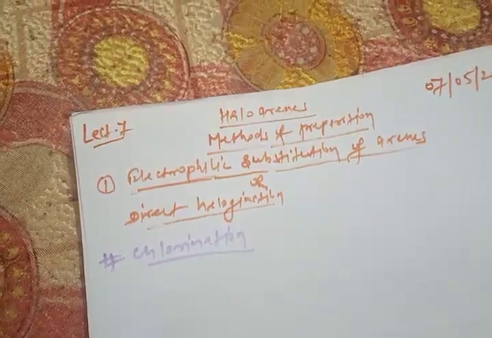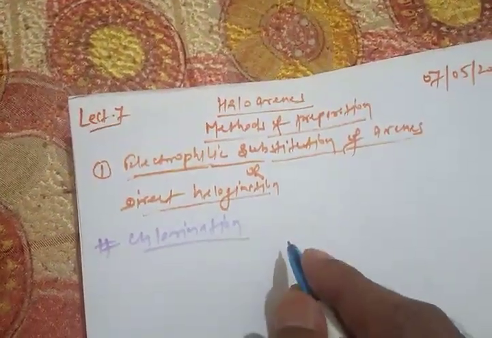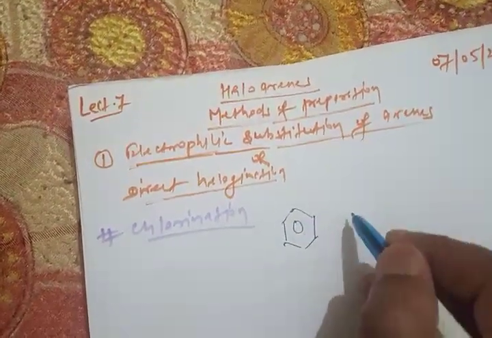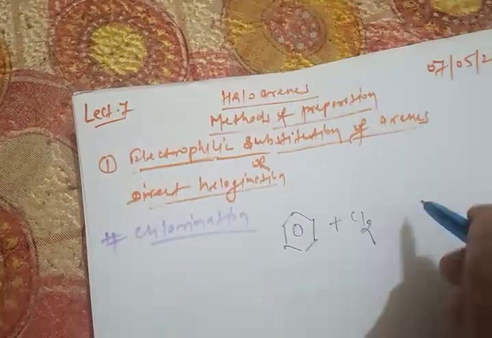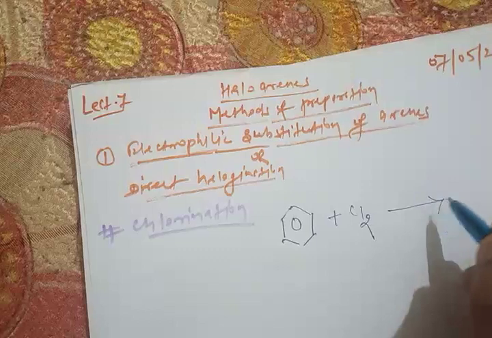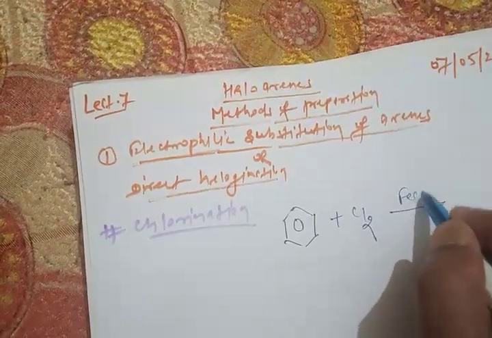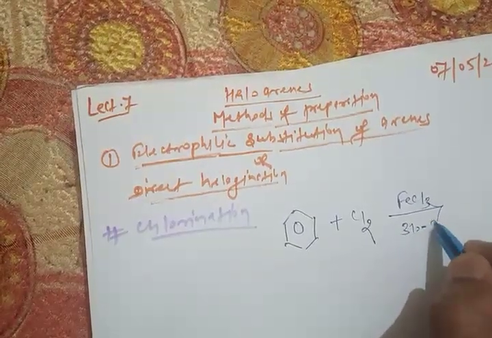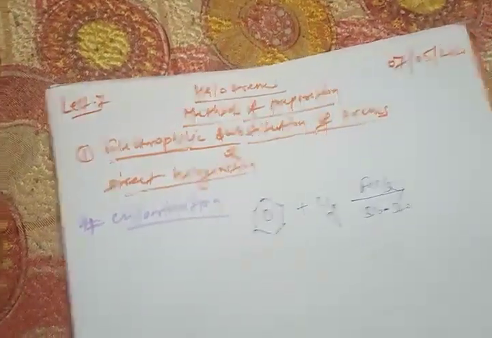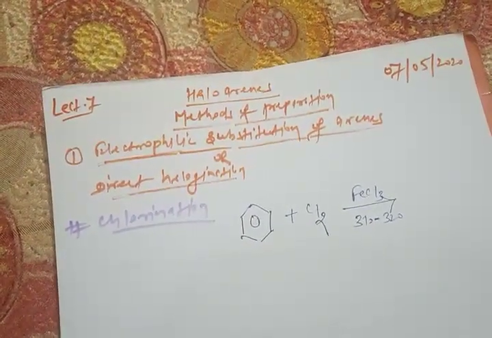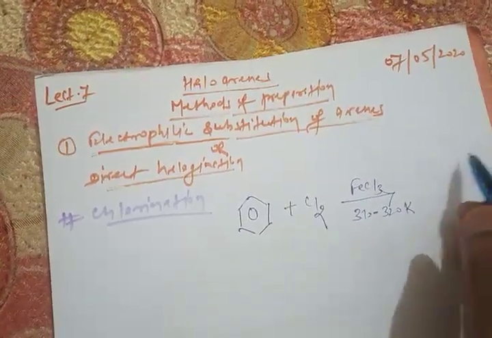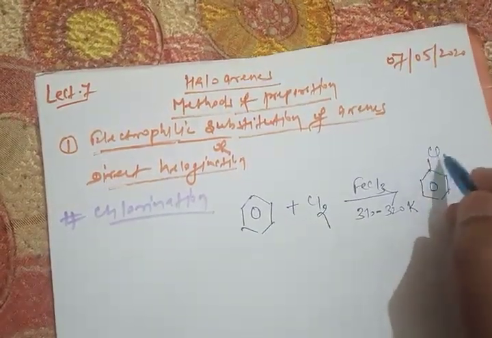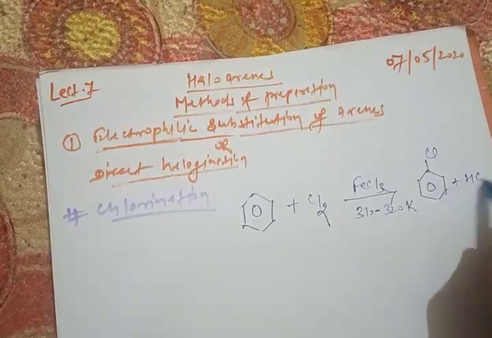If I write the reaction for direct chlorination: the benzene ring along with chlorine in the presence of FeCl3 at a temperature of 310-320 K, which is something like 30-32 degrees Celsius in Kelvin, will give you chlorobenzene, C6H5Cl, with release of HCl.